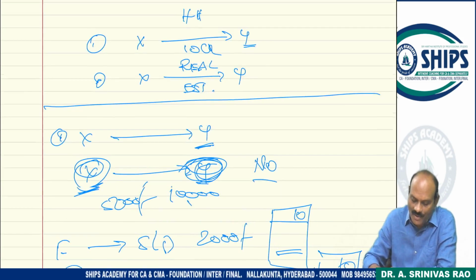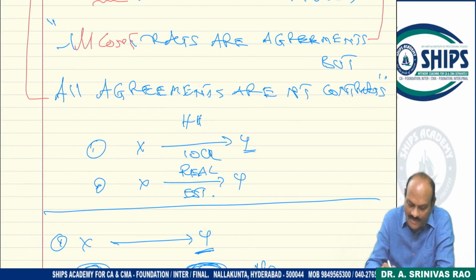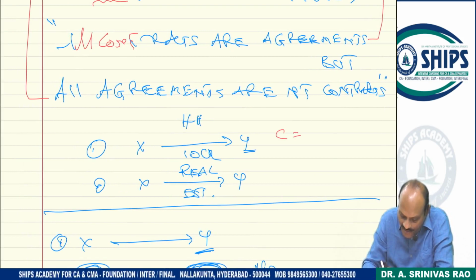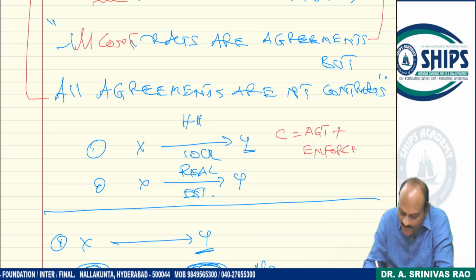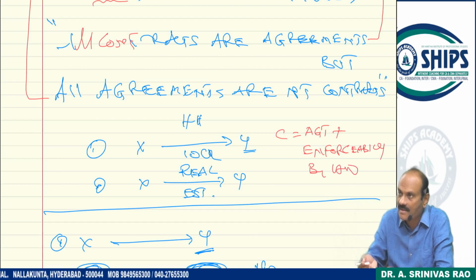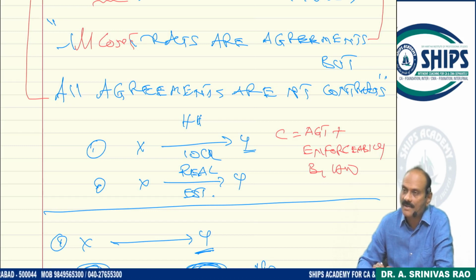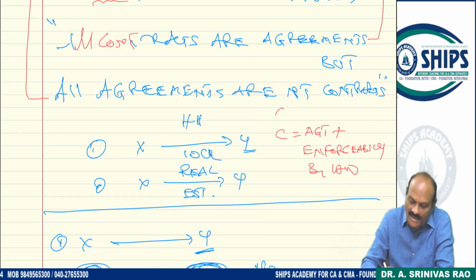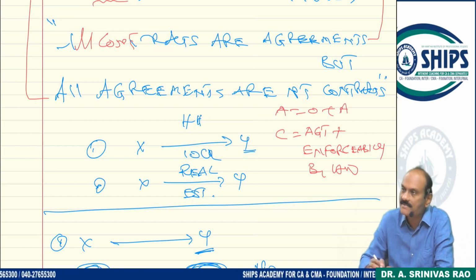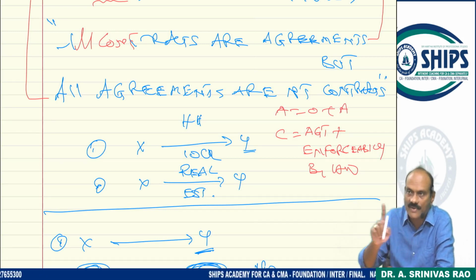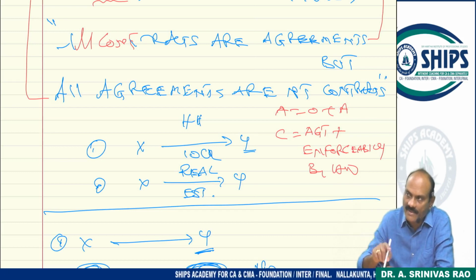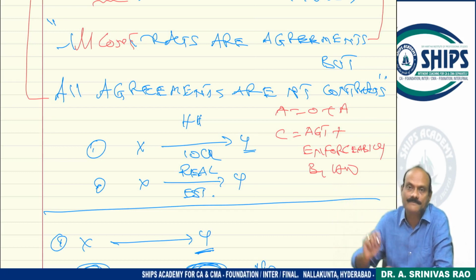That's why remember one rule here. I would say like this: contract is equal to agreement plus enforceability by law. The contract definition only, I am writing as a formula. Contract is always agreement plus enforceability. Then what is agreement? Agreement is equal to offer plus acceptance. Contract means agreement plus enforceable by law.